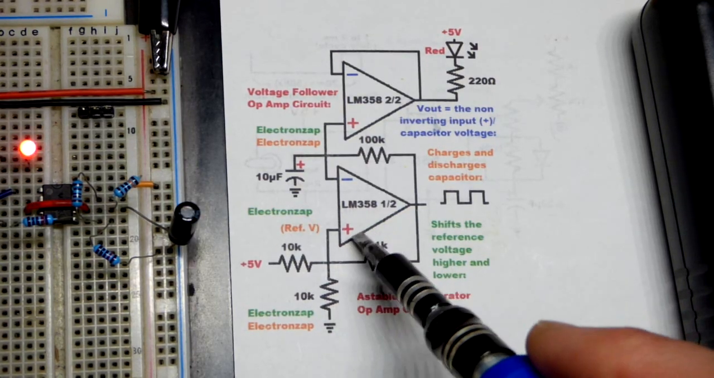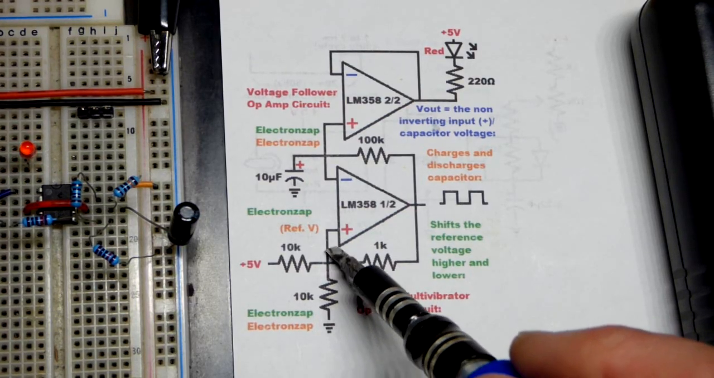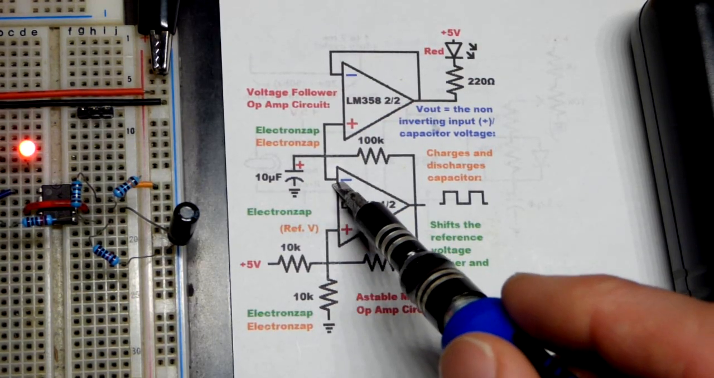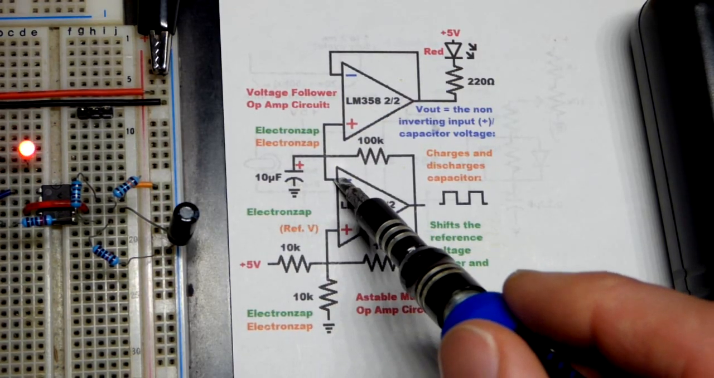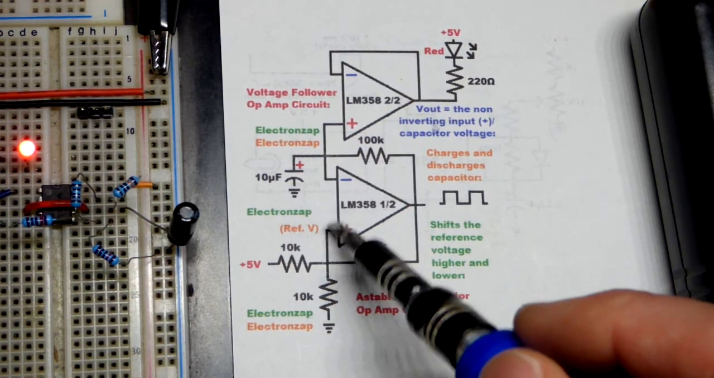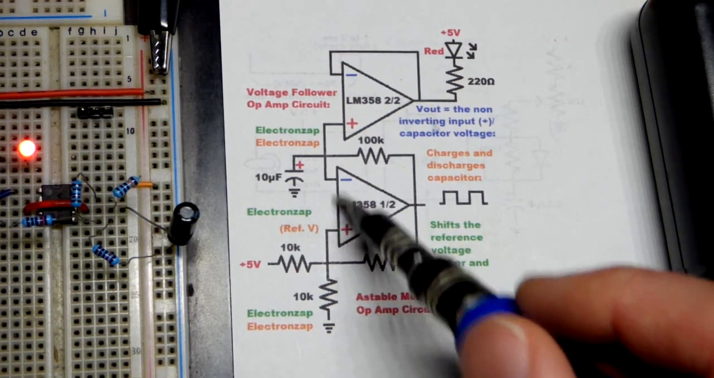But in any case, we have the non-inverting input here. The voltage changes with the output, keeps going up and down. And then we have the inverting input. The output keeps charging and discharging the capacitor until it reaches the voltage that we set at the non-inverting input, which then flips the output and it has to go the other way.